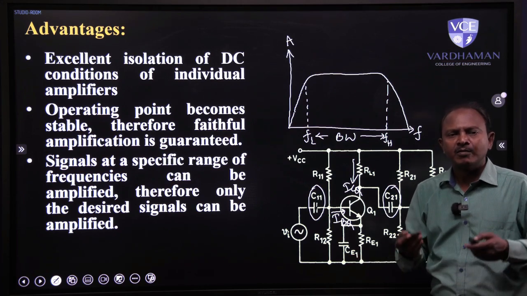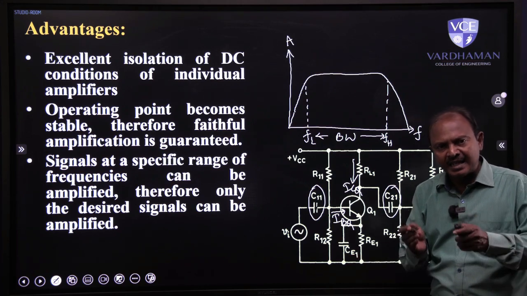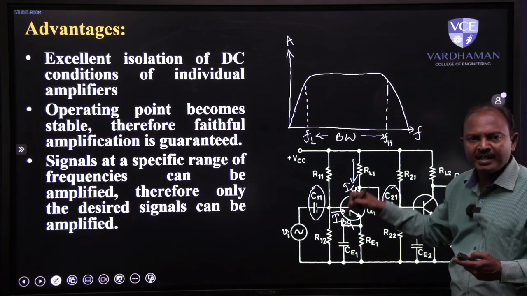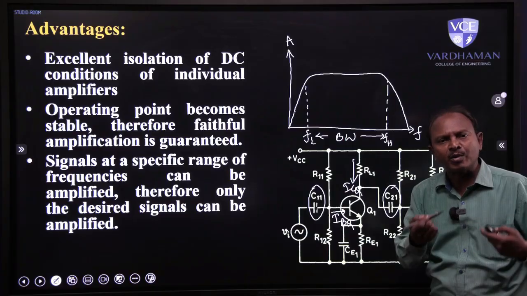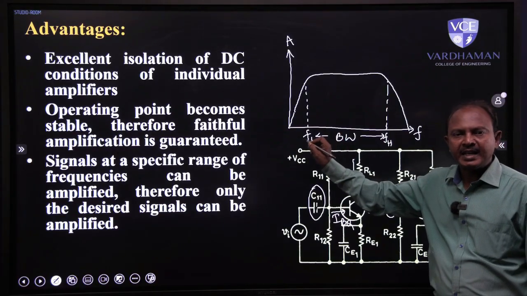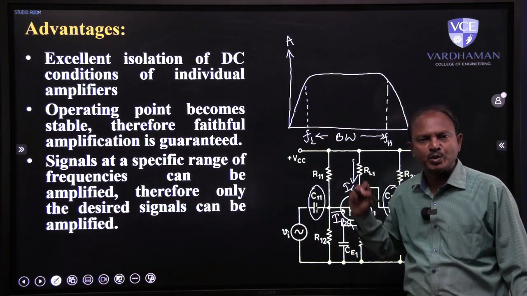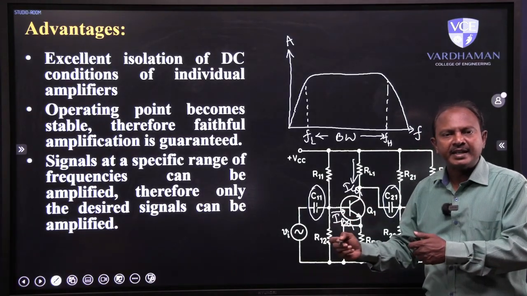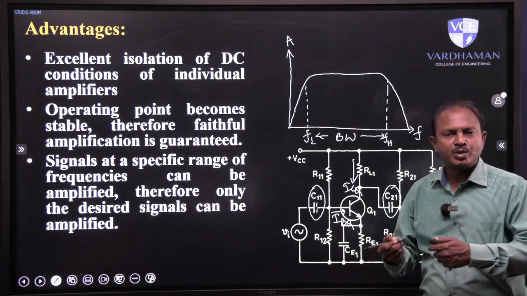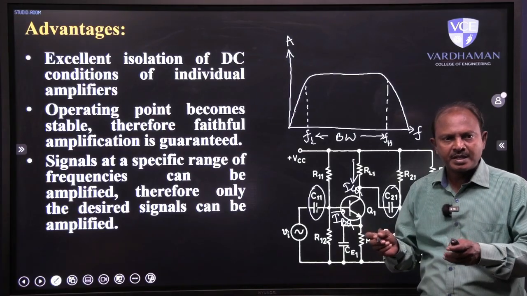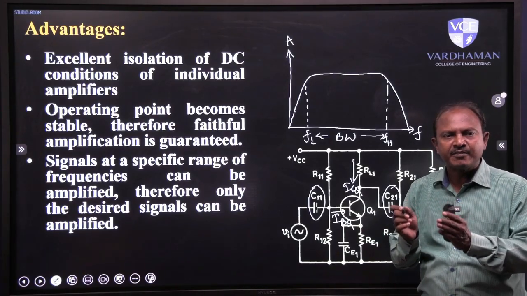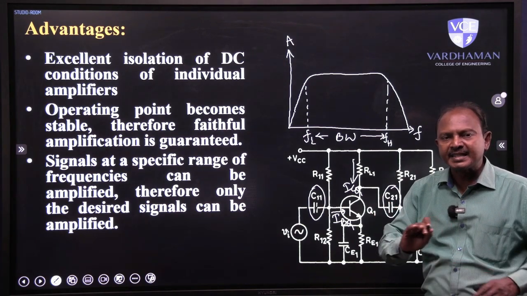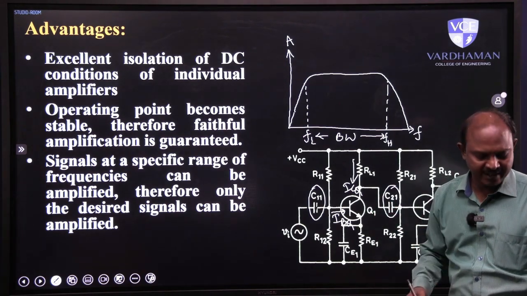That means we can amplify the signals of our own interest only. We can instruct the amplifier to amplify signals of our own interest. As FL and FH are in our hands only, we can instruct the amplifier to amplify signals of our interest only. That means signals in a specific range of frequencies can be amplified by the circuit, therefore only desired signals can be amplified. That is the next advantage.